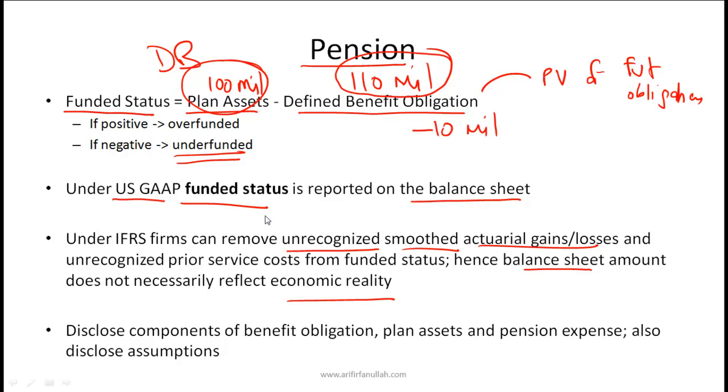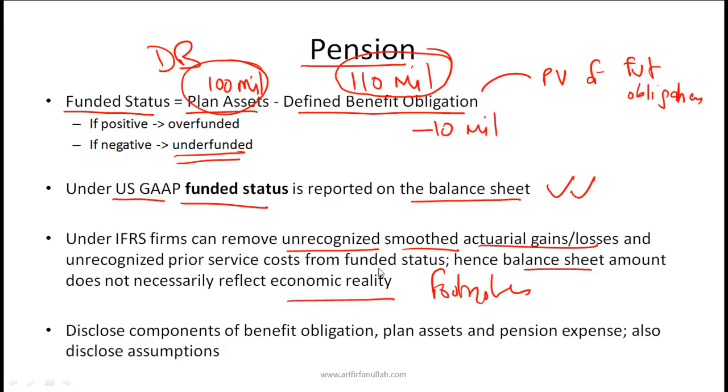So with US GAAP, we can be quite confident that the funded status is reflecting economic reality. But under IFRS, since certain unrecognized smoothed items can be removed, we do not necessarily reflect economic reality. So from an analysis perspective, it is generally easier to study the numbers reported in US GAAP. With IFRS, we have to go study footnotes and disclosures in a lot of detail.